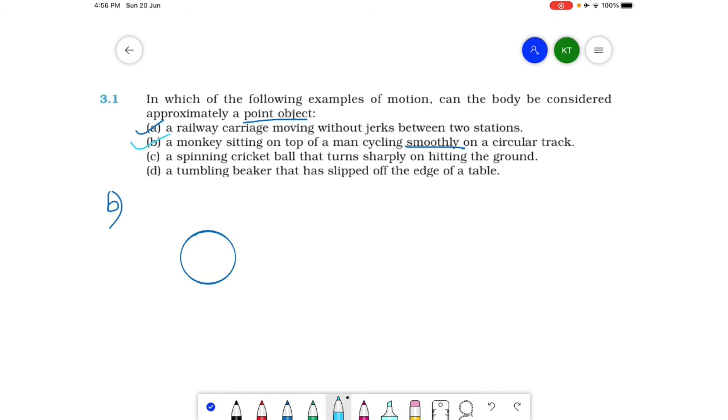Now the third part of the question: a spinning cricket ball that turns sharply on hitting the ground. So what is it saying? We've got the ground, suppose this is the ground.